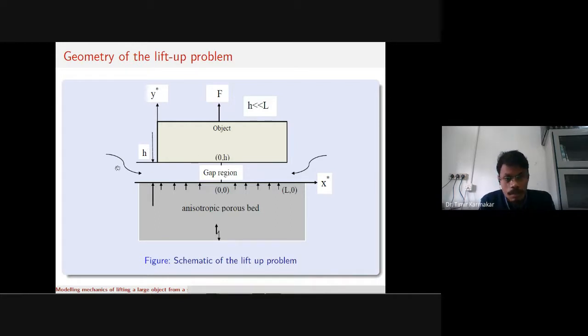So one thing is that since the object is very large, its length L is very much larger than the width of this gap. So in this case we will assume that H is very small compared to L. Now there are two regions, as you can see. One is the gap region, that is basically the fluid region, and another is the porous region, that is infinitely extended. This double arrow represents that the porous seabed is infinitely extended.